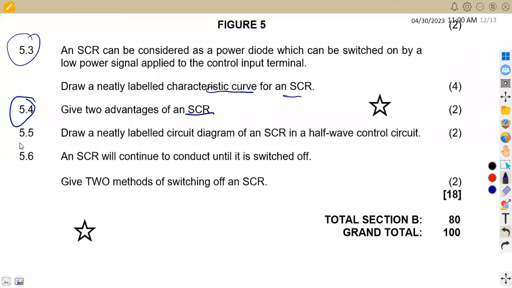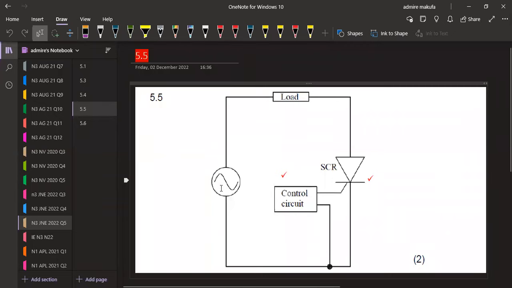On 5.5, we are given to draw a neatly labeled circuit diagram of a silicon controlled rectifier in a half wave control circuit. The diagram now of an SCR in a half wave. Take note, it was also all about the silicon controlled rectifier in this part. So this is what we have in a half wave: we're going to connect the load, the SCR, which is our silicon controlled rectifier, to the control circuit. So these major points, that's 2 marks. We are supposed to have these as our major points in this case.